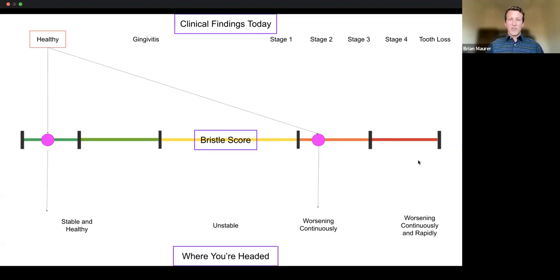Very similarly, if we saw somebody at stage 1 or stage 2, but on their Bristle report, we saw a very low abundance of gum inflammation causing bacteria, this is likely a patient who we've gotten to a stable state. And so we may not need to have as soon of a recall on this patient. So really starting to understand not just where the patient is today based on our clinical observations, but where they're headed based on the microbial information we're now detecting.